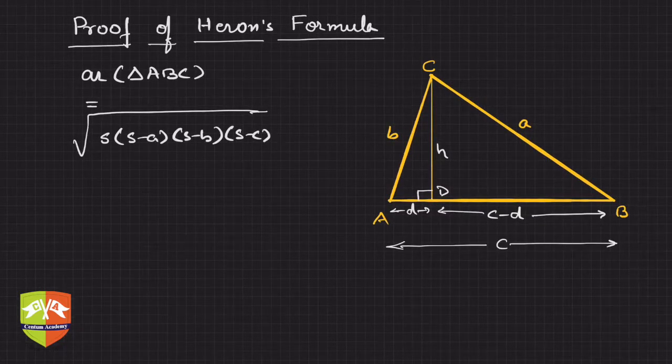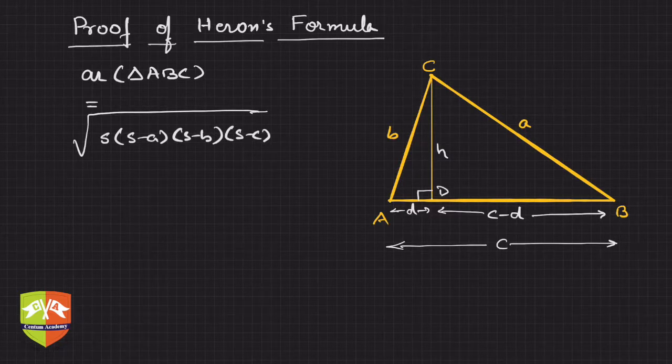What I have done is I have shown you a triangle here, which is ABC. I have dropped a perpendicular CD, whose height is H, and I have called AD as small d. This is small d, and the remaining part DB is C minus D. With this, let's start the proof. We see two right angled triangles, ADC and CBD, both right angled at D.